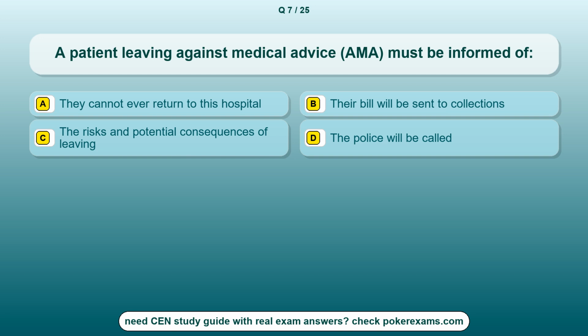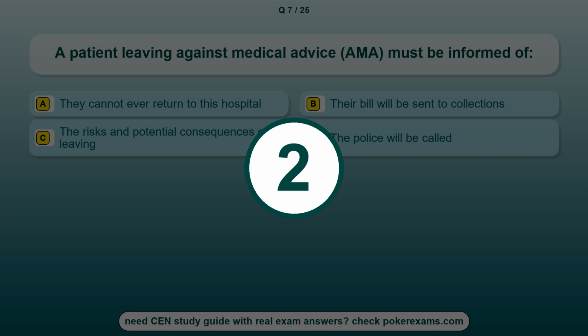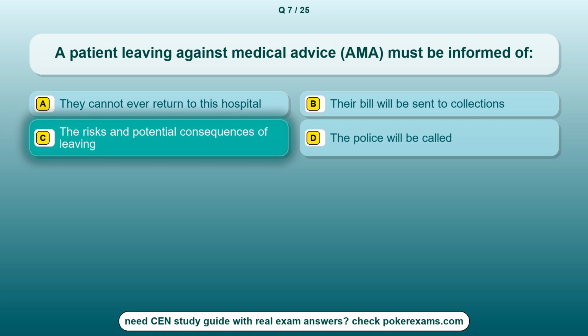Question 7. A patient leaving against medical advice, AMA, must be informed of Option A. They cannot ever return to this hospital. Option B. Their bill will be sent to collections. Option C. The risks and potential consequences of leaving. Option D. The police will be called. The correct answer is option C. The risks and potential consequences of leaving.